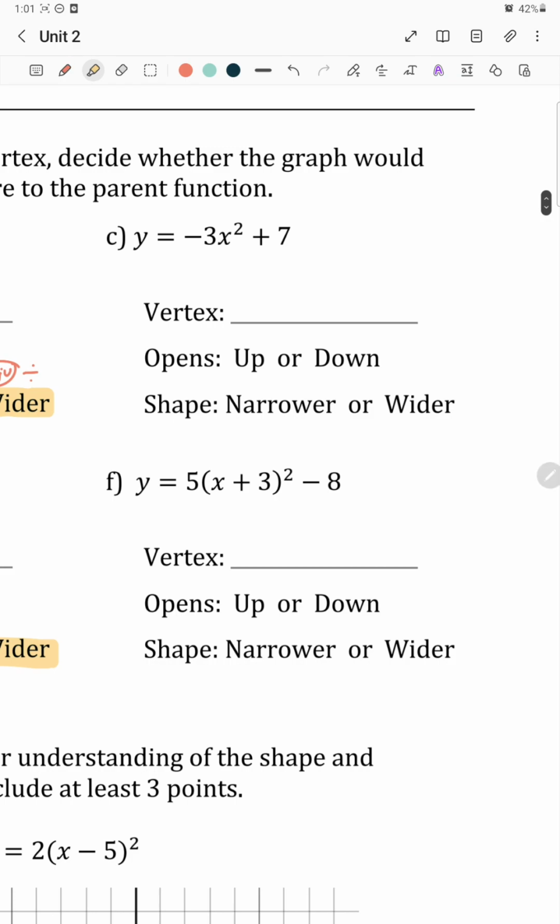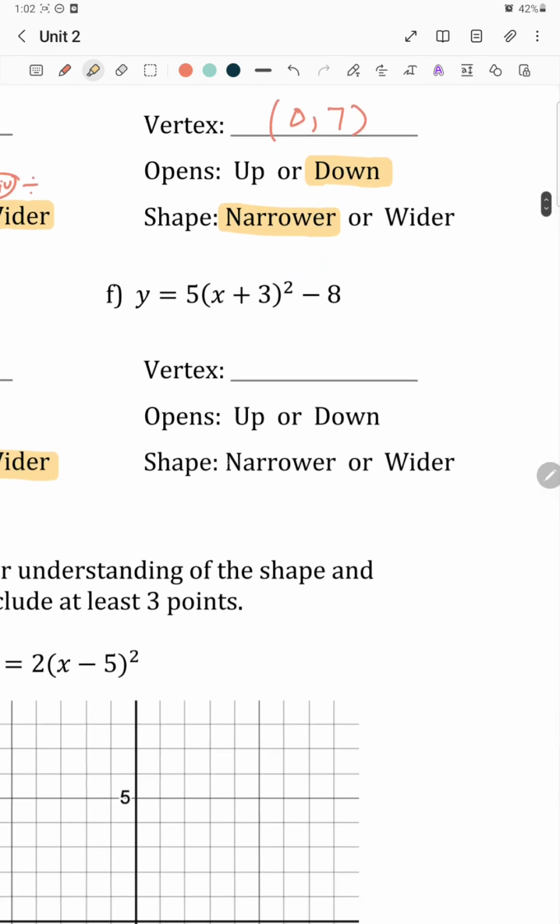Okay, so the vertex is going to be -3 x squared, 0, 7. Negative means downwards, and multiplying by 3 means narrower. Positive means upwards. And the vertex is going to be -3 and negative of it.